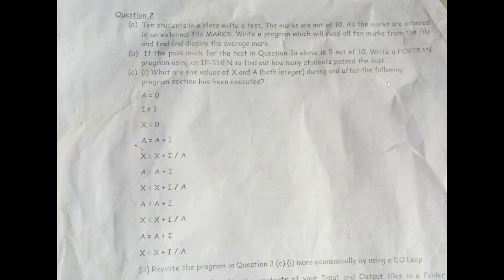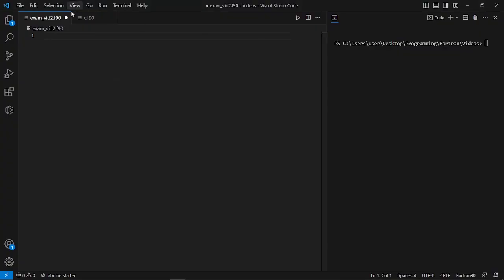So 2A, 10 students in a class write a test. The marks are out of 10. All the marks are entered in an external file named marks. Write a program which will read all 10 marks from the file and find and display the average mark. So let's go to our Fortran file.